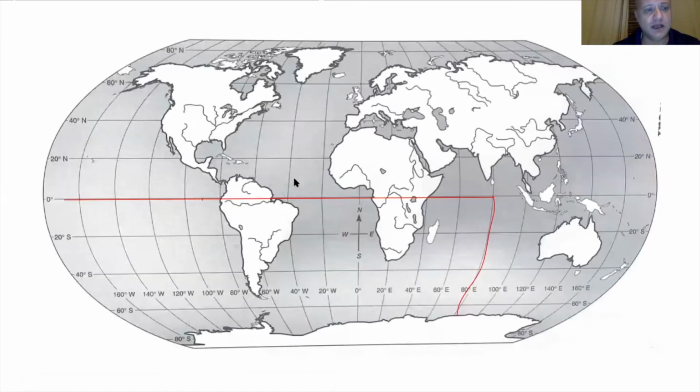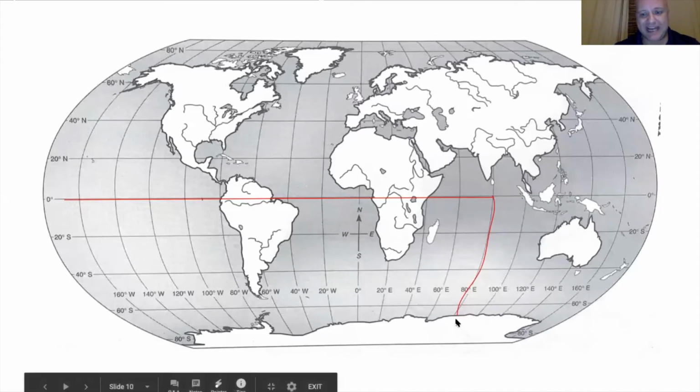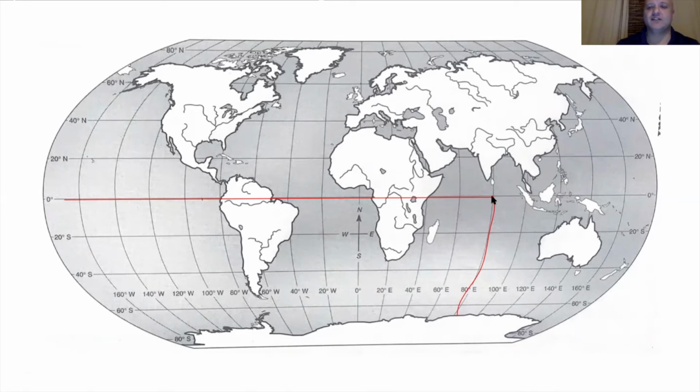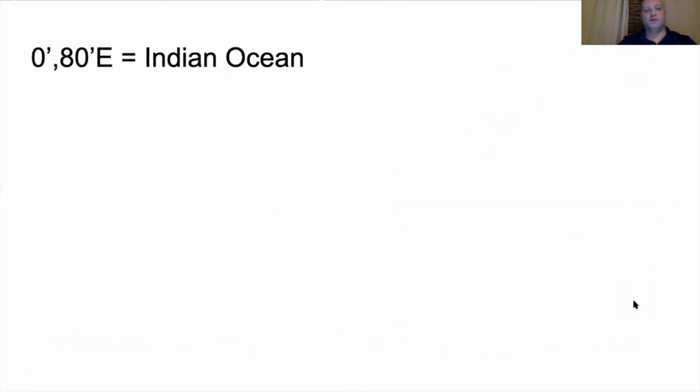So here we go. The map is up. I put my finger on 0. I put my finger on 80 east. I sing the song, baby, why don't you just meet me in the middle? And then we get right there to the Indian Ocean. So our answer would be Indian Ocean. There we go. All right. So you're seeing how we are doing this.